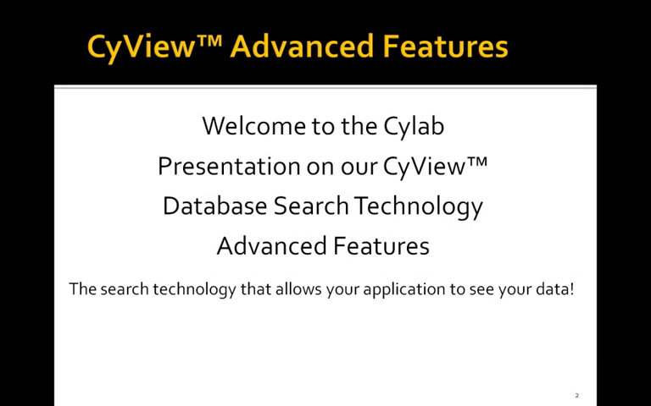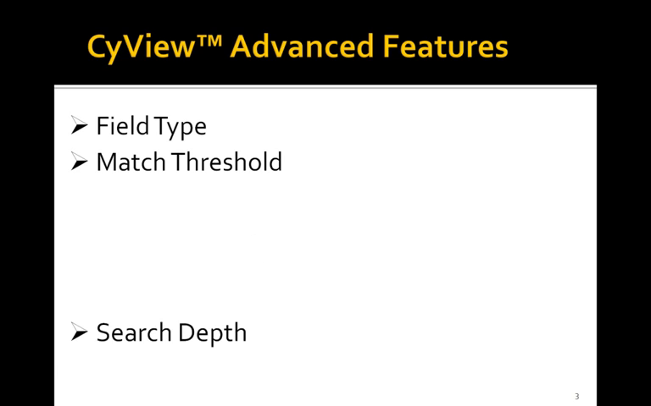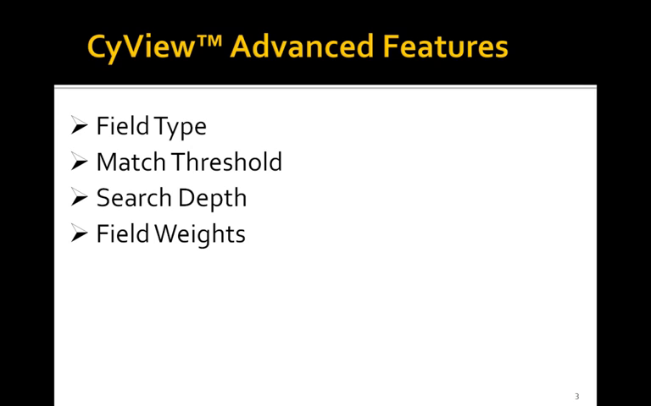Welcome to the Cylab presentation on our CyView database search technology advanced features, the search technology that allows your application to see your data. Each of the following features will be explained in detail: field type, match threshold, search depth, and finally field weights.